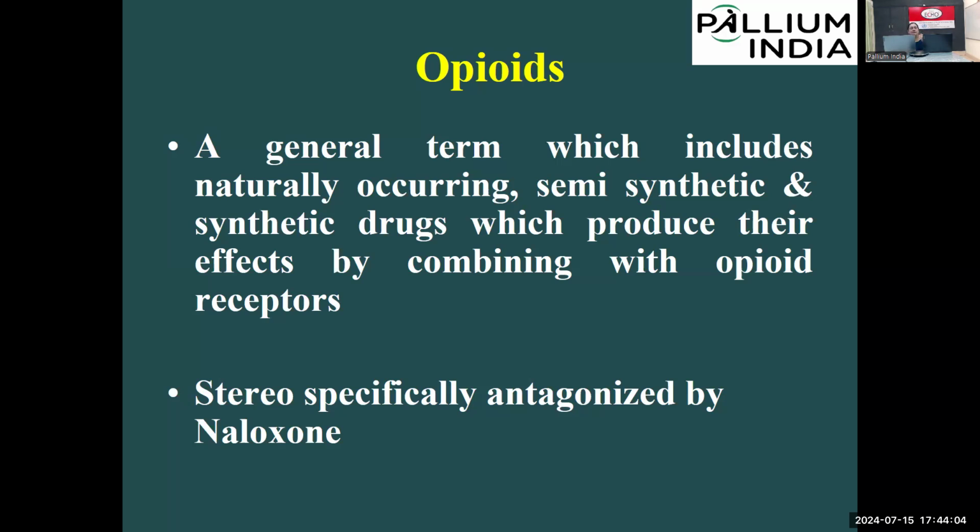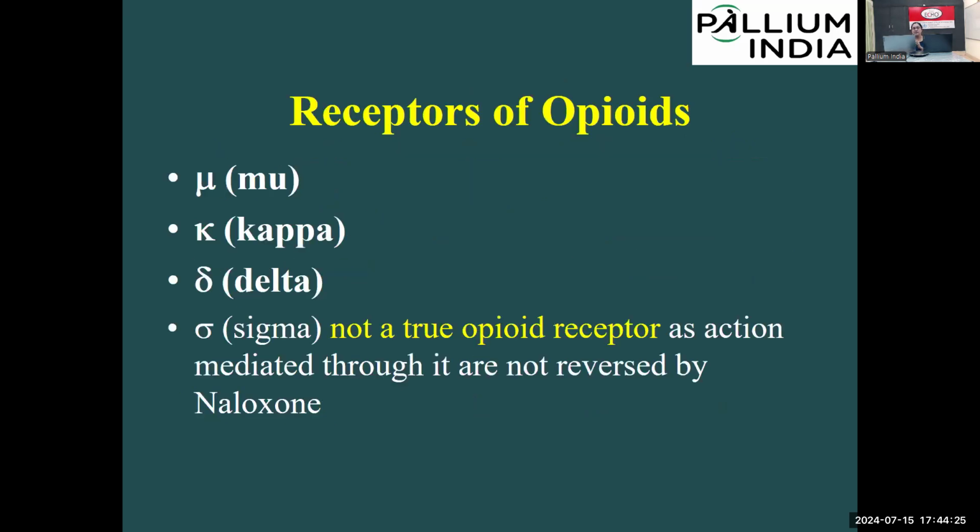So opioids can be either naturally occurring, semi-synthetic or synthetic drugs. The 2 characteristics for a drug to be called an opioid are that it has to produce its effect by combining with the opioid receptor, and its action should be antagonized or reversed by naloxone. So these are the 2 characteristics of opioids. So what are opioid receptors?